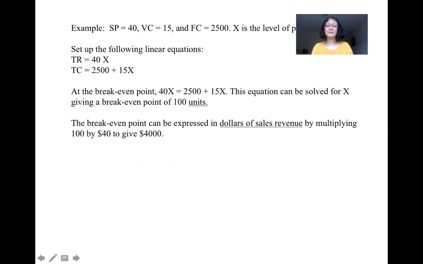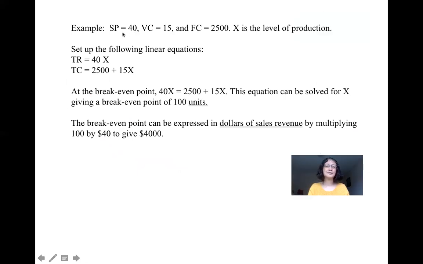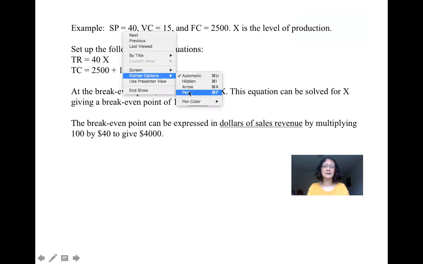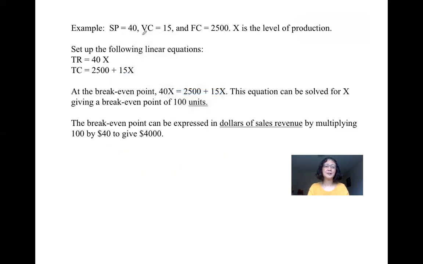So let's look at this example. Maybe we can put this into a context. Suppose a manufacturer is producing a computer desk. The sale price for a computer desk is $40. The variable cost is $15. The fixed cost is $2,500. X is the number of computer desks produced. And the question asks you, how many computer desks need to be produced so that it is break even?